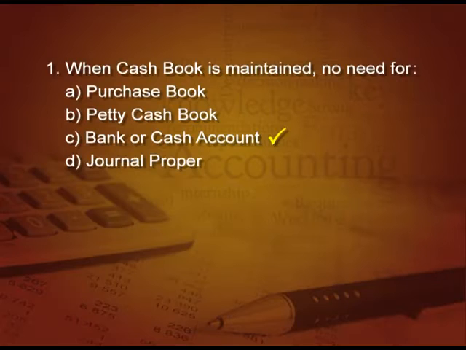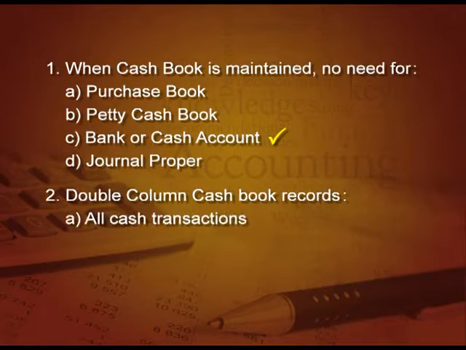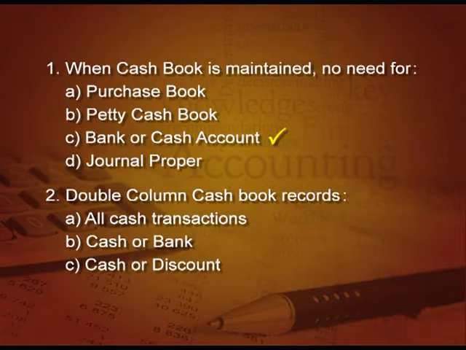Next question. Double column cash book records A. All cash transactions, B. Cash and bank transactions, C. Cash and discount column, and D. Bank and discount column. Yes, the answer is B, that is cash and bank entries.